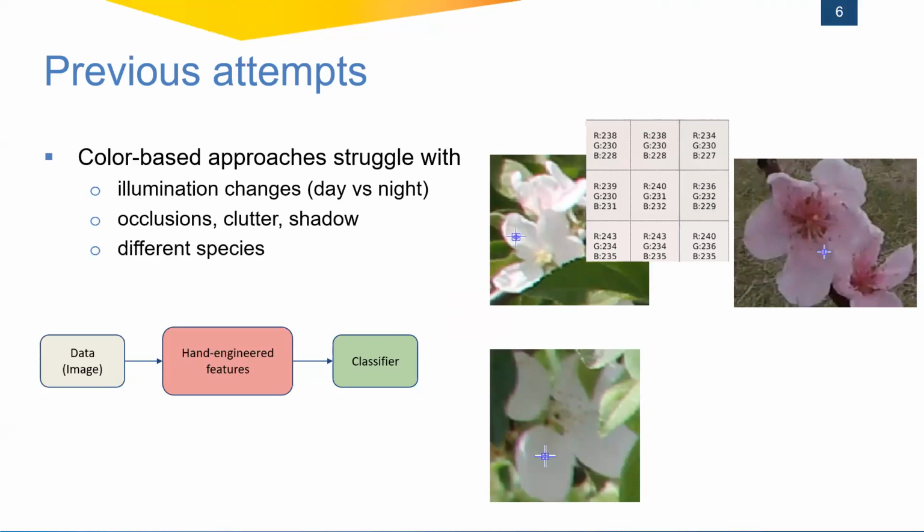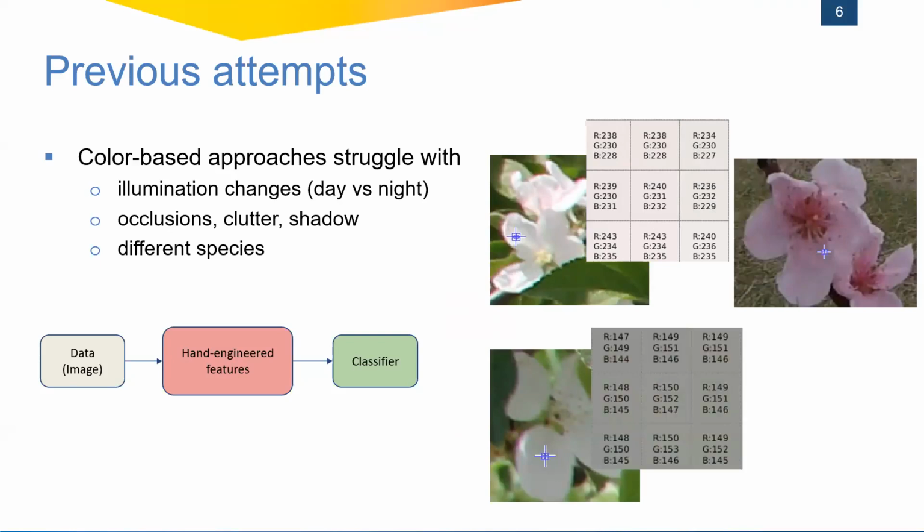So if you have an apple flower, you search for white structures, as the ones illustrated here in the upper left example. But then if you simply have the same flowers in different illumination conditions, you have already different values, so your approach won't work anymore.